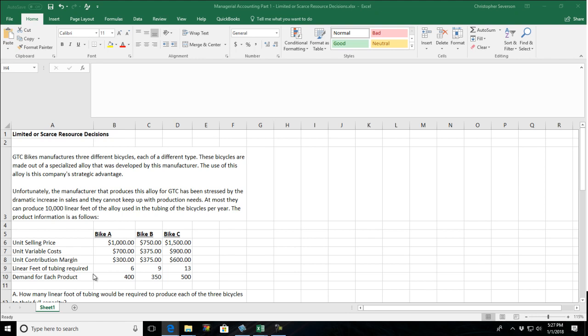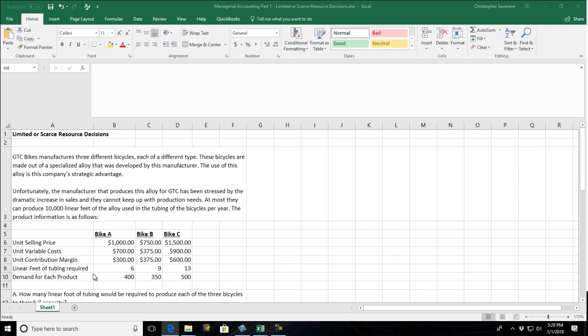Unfortunately, the manufacturer that produces this alloy for GTC has been stressed by the dramatic increase in sales, and they cannot keep up with production needs. At most, they can produce 10,000 linear feet of the alloy used in the tubing of the bicycles per year. So that's our limited resource, this alloy.